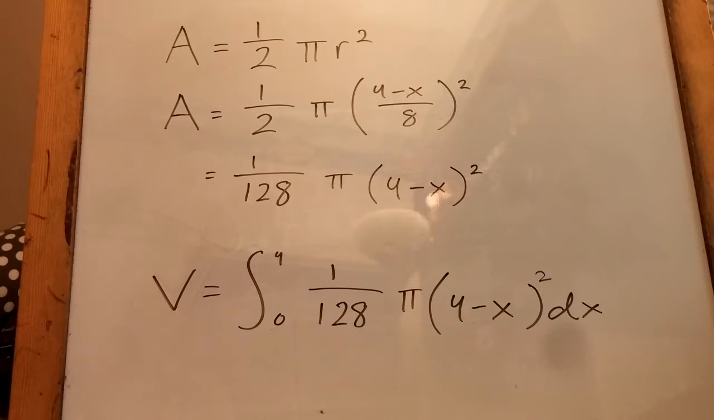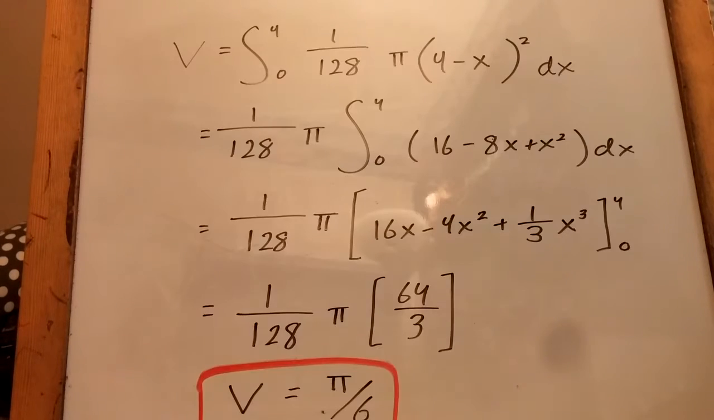And to find the volume, all we have to do is take the antiderivative of the area. So right here we have volume equals the antiderivative from 0 to 4 of the area, which is 1/128 times pi times the quantity (4 - x) squared. And we got to remember that this problem is in dx. Alright, now that we have everything set up, all we have to do is go ahead and take the antiderivative.